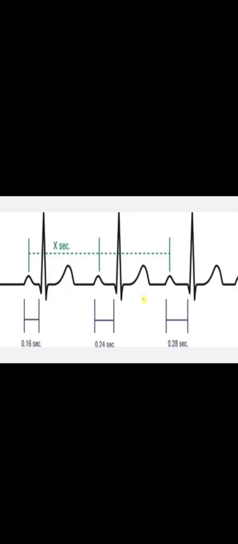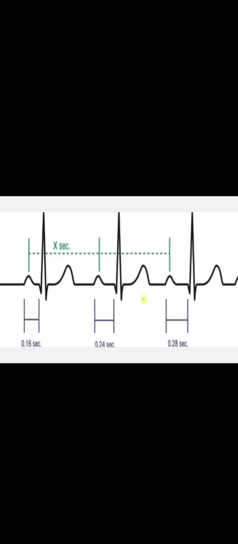So here's your impulse A, P, normal PR interval, QRS complex. Here's your impulse B. You have your P wave, a longer PR interval, and a QRS complex. And then once impulse C hits, you will not have a QRS complex with that because the impulse never traveled down the His bundle, and that's where your dropped beat will be. I wanted to put this picture in here to show you that.